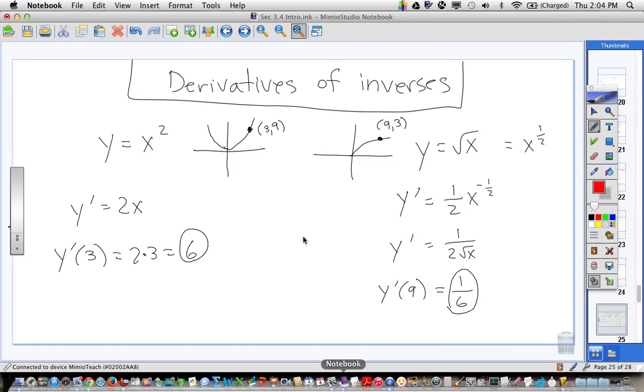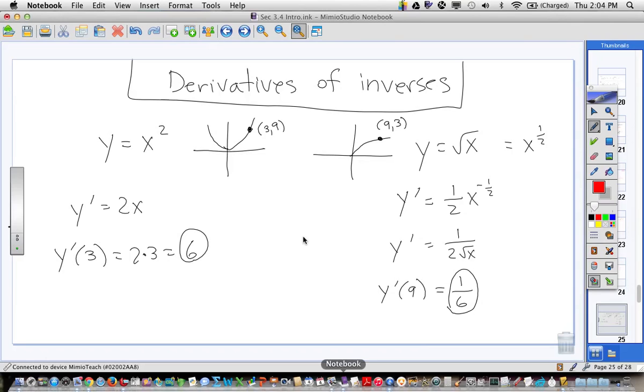Now I want to do the derivative at its corresponding point, its partner, if you will. 3, 9 is kind of a partner point with 9, 3. Problem is I can't plug a 3 into this for x. I've got to plug in a 9. I plug the 9 in, square root of 9 is 3, 3 times 2 is 6, I get a slope of 1/6. Makes sense, not very steep. Is it a coincidence, 6 and 1/6?